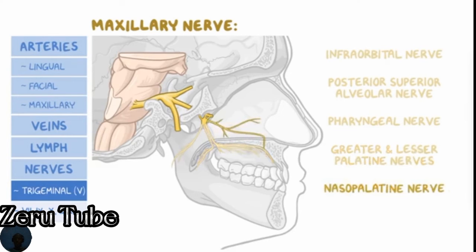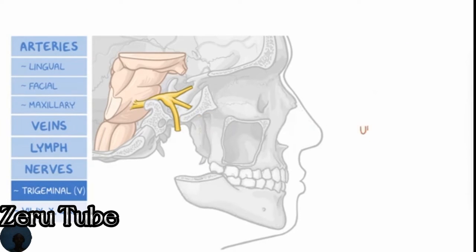And the other branch is the nasopalatal nerve, which gives innervation for the incisor parts, the anterior parts of the upper jaw. But the maxillary nerve has branches: the infraorbital nerve, posterior superior alveolar nerve, pharyngeal nerve, greater and lesser palatal nerves, as well as the nasopalatal nerve, which originate from the maxillary nerve. They are branches of the maxillary nerve.